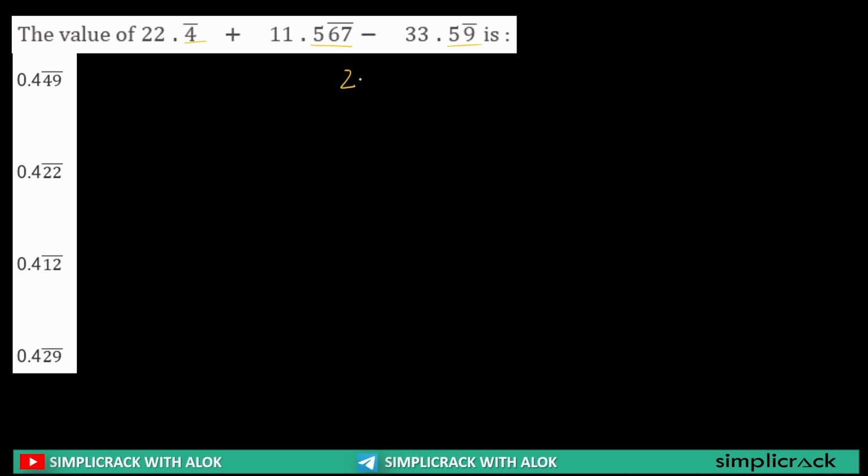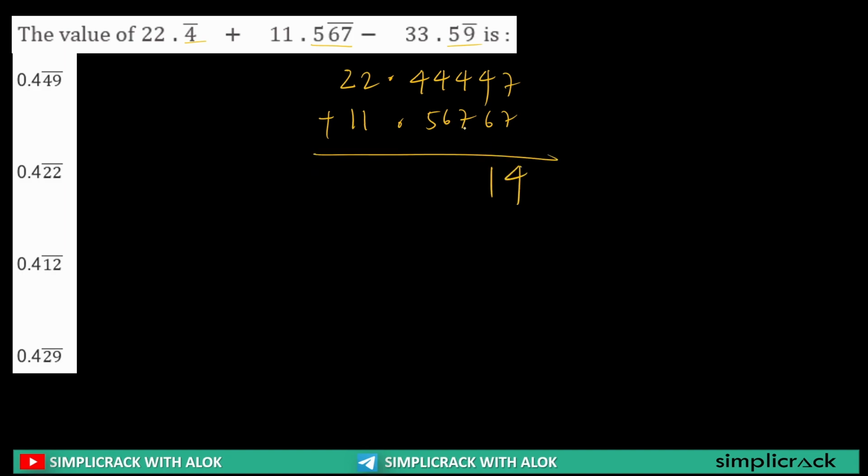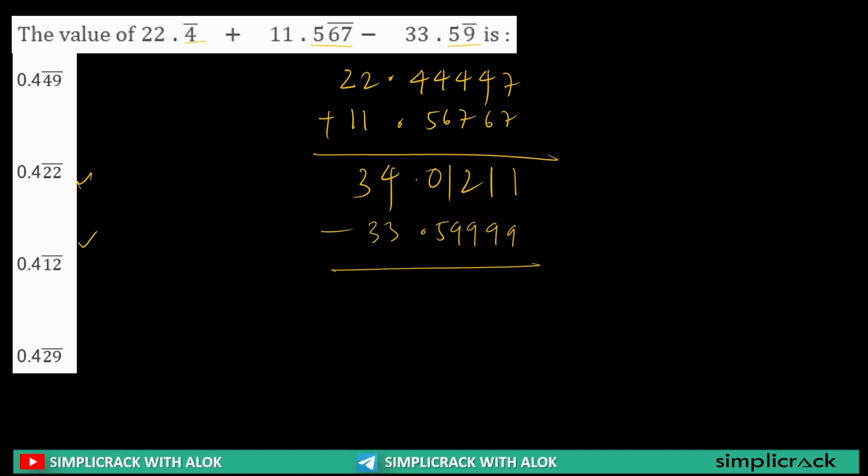So what is written? 24.4444 plus 11.56767, sorry, 5, take 5, in order to solve the whole thing, minus this one. So first add it. The sum comes out as 33.5999, because 9 is being repeated. You need to be careful about this.